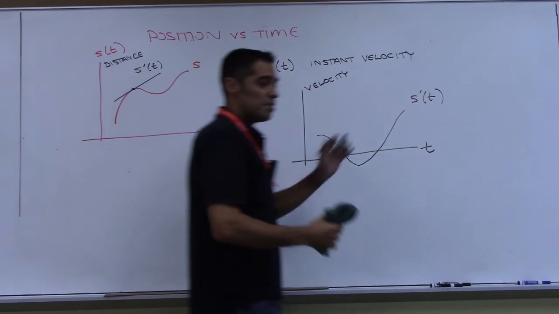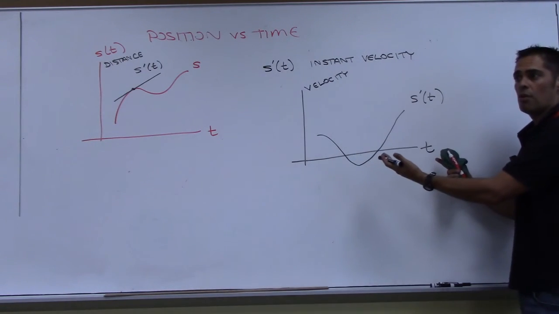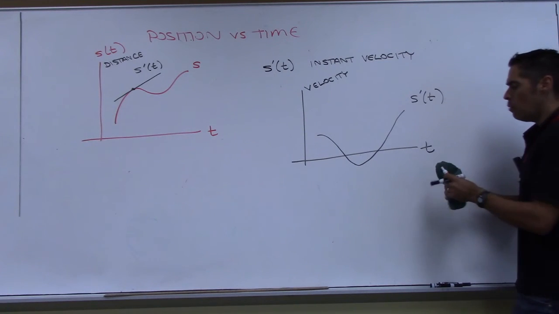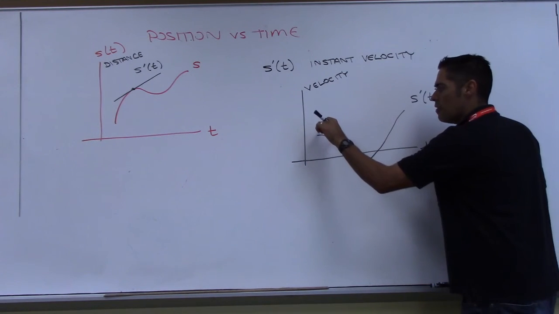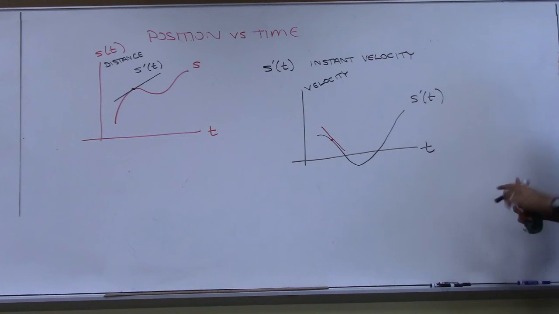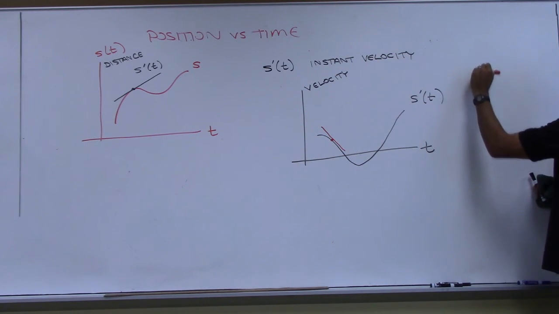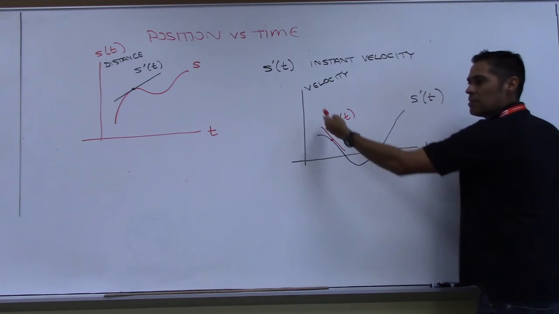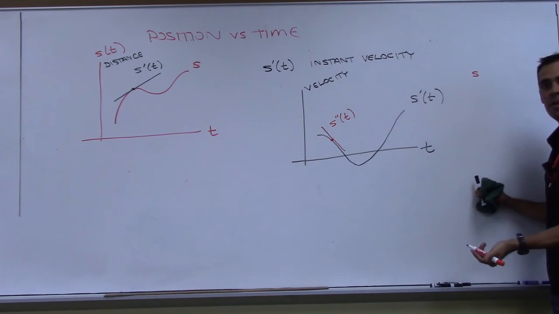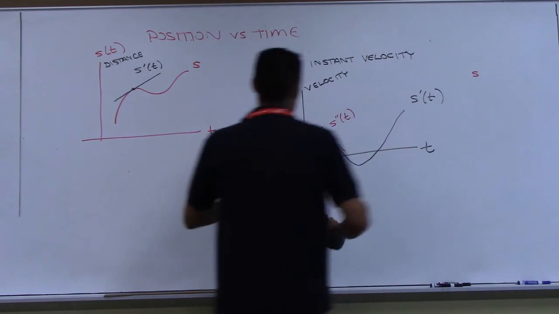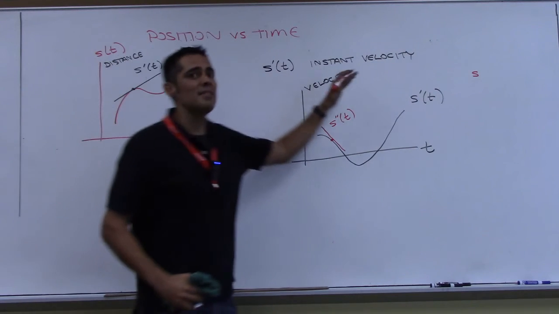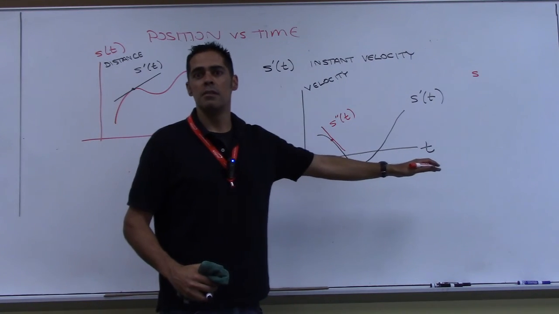Over here, since we have a velocity curve and we can take another derivative, then what would the slope of the tangent line on this curve be? Well, that would be the second derivative, wouldn't it? So S double prime of t would be this line. But what does it represent? Well, if this was distance over time, that's velocity. What's velocity over time? Acceleration. It's acceleration.